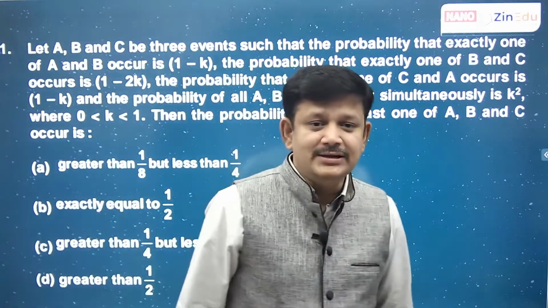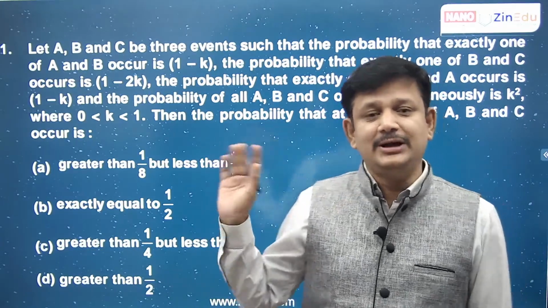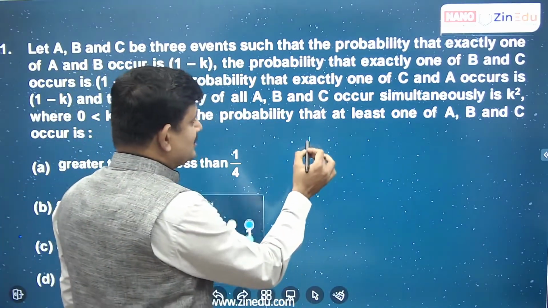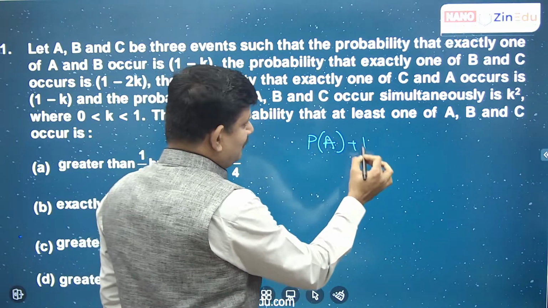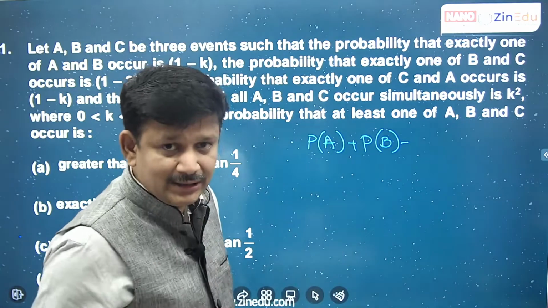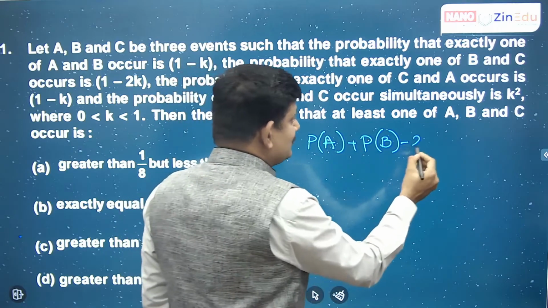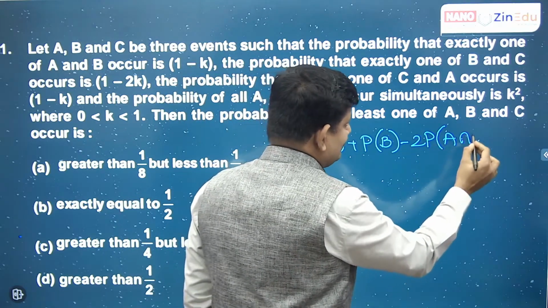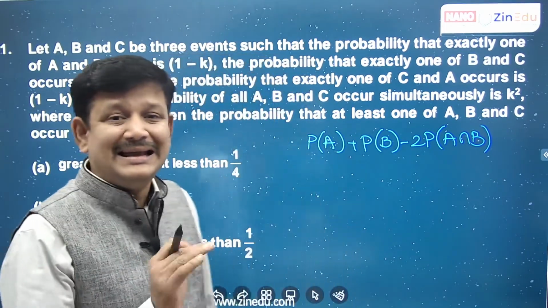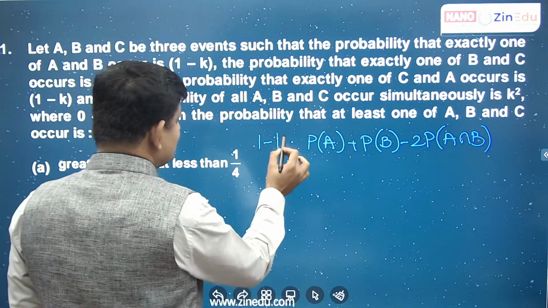First question, let A, B, C be three events such that the probability that exactly one of A and B occurs. What do you mean by exactly one of A and B occurs? It is P of A plus P of B, either A occurring or B occurring. In this, A and B occurring is both in A as well as in B. That we have to subtract 2P of A intersection B. This is what we mean by probability that exactly one of A and B occurs. And what is this given to be? 1 minus K.